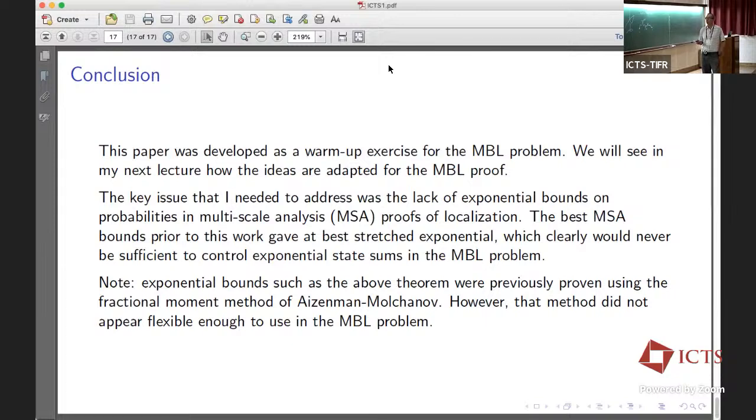this 2014 paper on the Anderson model, was the lack of exponential bounds in multi-scale analysis proofs of localization. You know, the mathematical literature on localization, Anderson localization, is really extensive. It is a major field of study, and it goes back really to the early work of Froehlich and Spencer, 1983, I think, was the first rigorous proof of Anderson localization.